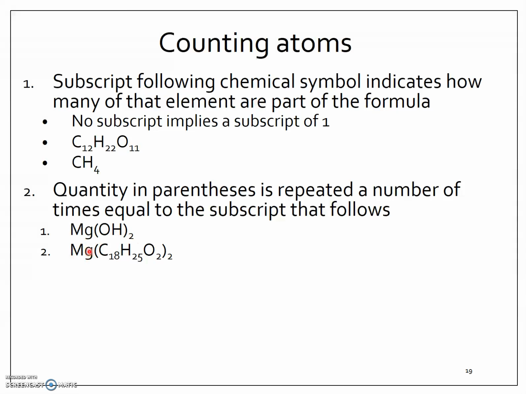Here, there is, again, 1 magnesium. But inside the parentheses, you have carbon, hydrogen, oxygens. And each of these values gets multiplied by 2. So you don't have just 18 carbons, you have 36. And 50 hydrogens total. And 4 oxygens.